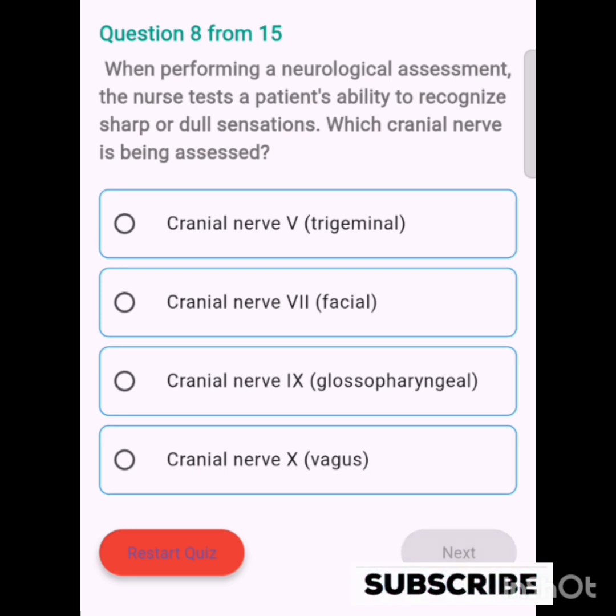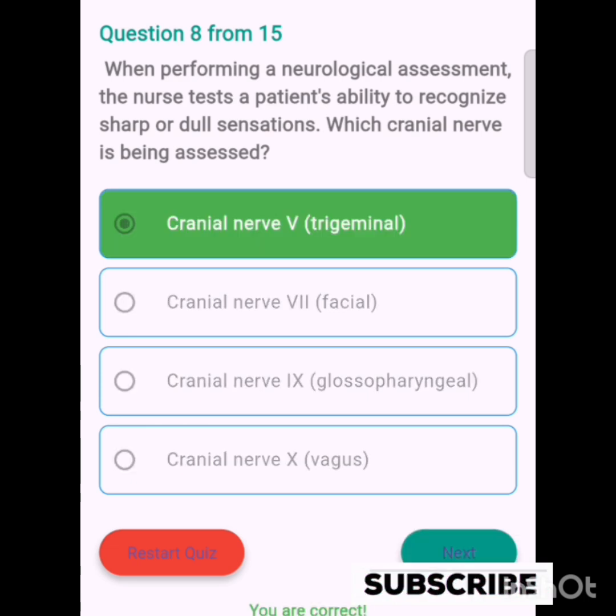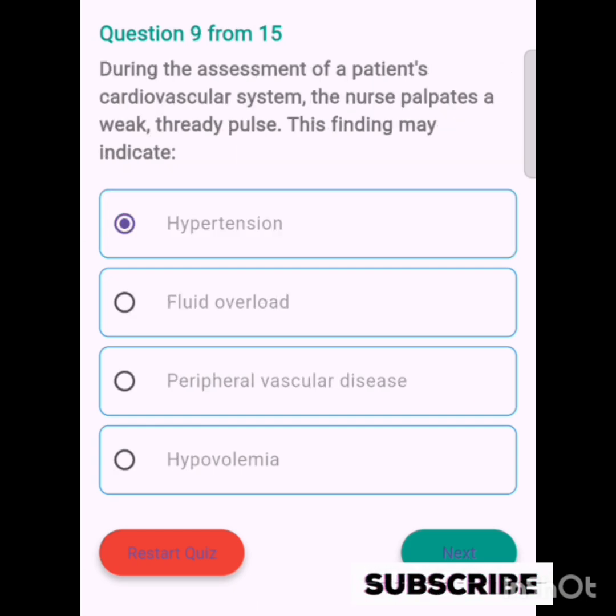Question number 8. When performing the neurological assessment, the nurse tests the patient's ability to recognize sharp and dull sensation. Which cranial nerve is being assessed? Cranial nerve 5, cranial nerve 7, cranial nerve 9, cranial nerve 10. The correct option is option A, cranial nerve 5, that is the trigeminal nerve. The trigeminal nerve is responsible for sensory information from the face, so testing the patient's ability to recognize sharp and dull sensation assesses this nerve.